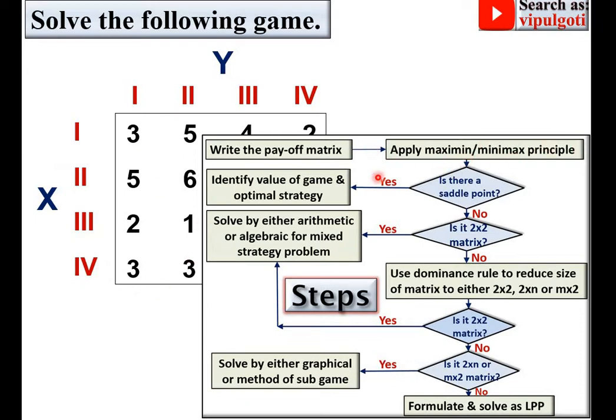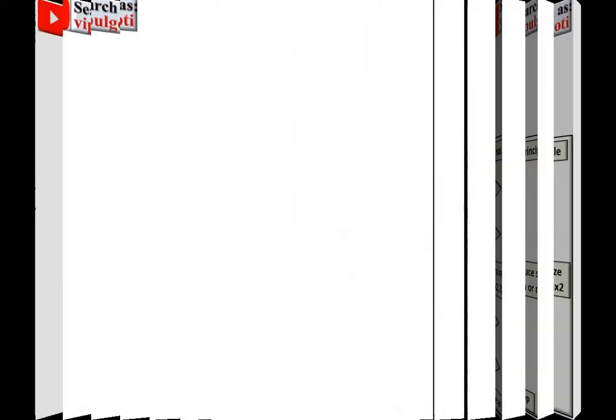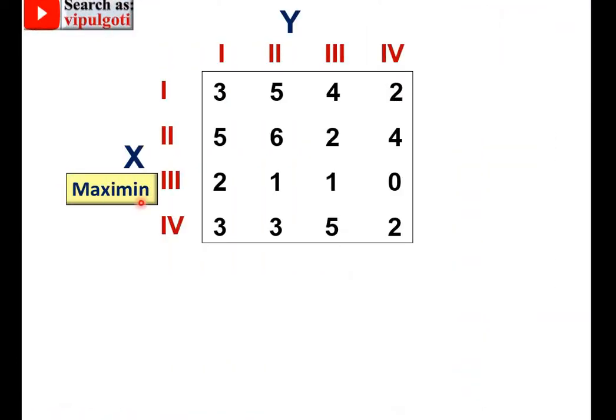The next step, apply the maximin and minimax principle. So now I am going to apply the maximin and minimax principle to this payoff matrix. And always keep in mind that the maximin principle is for player X, that means the left hand side player, and the minimax principle is for player Y. Maximin, that means the maximum value out of all minimum values.